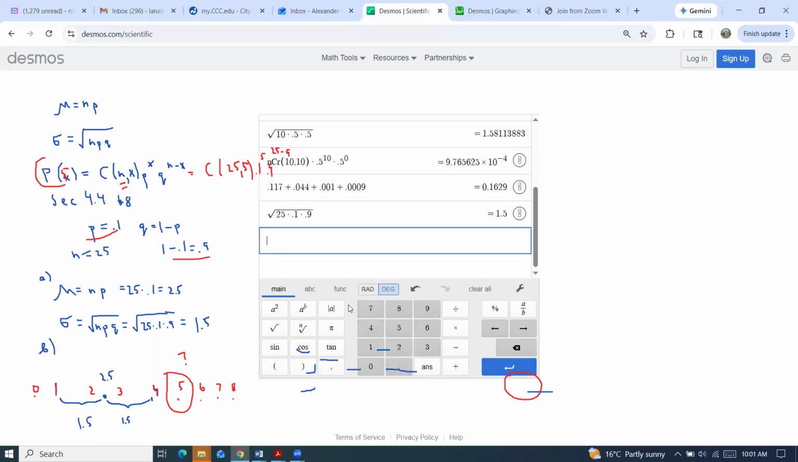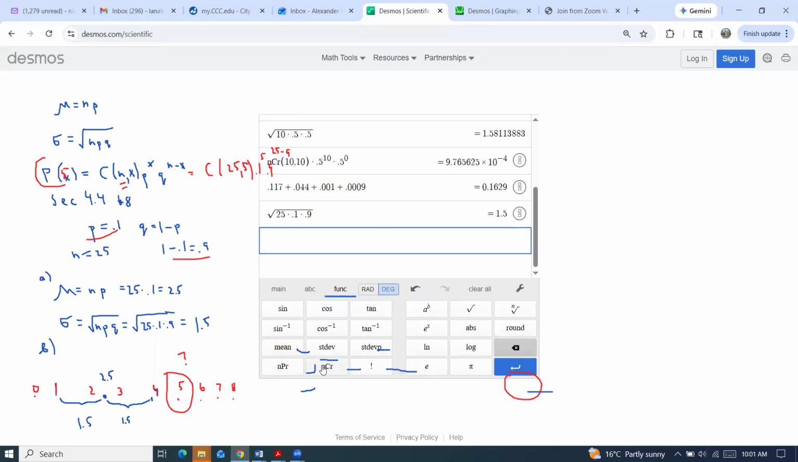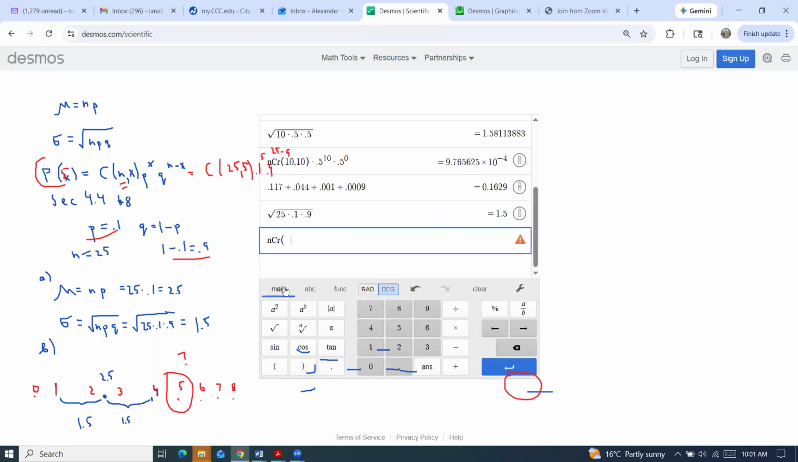So let's do that. Functions, remember, combinations. Back to the menu and put what we need here, 25, 5, times 0.1 to the power of 5, right? And then times 0.9 raised to the power of 25 minus 5. 25 minus 5 is 20.